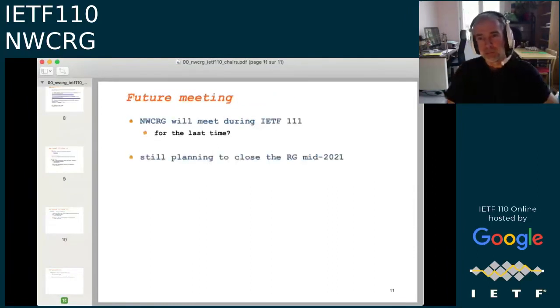So maybe our plan is to meet at IETF 111. We will meet probably at an interim to make sure we do that. We want to close the group. I think we've achieved everything we wanted to do. And since the research community is not as large as it was, and I think in terms of our milestone, we met everything. So we plan to close the group at IETF 111.